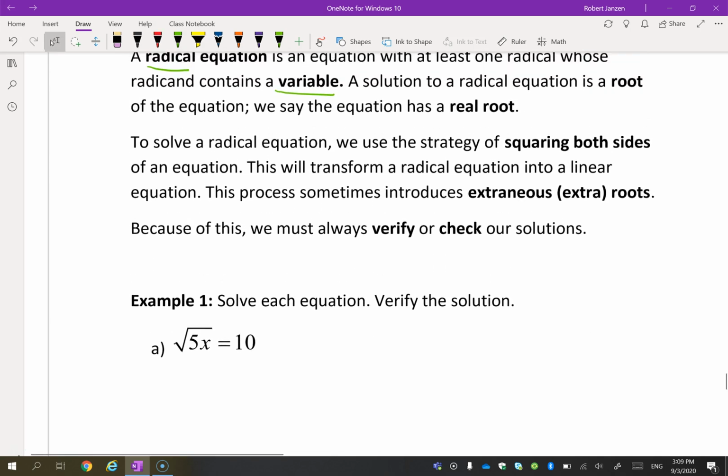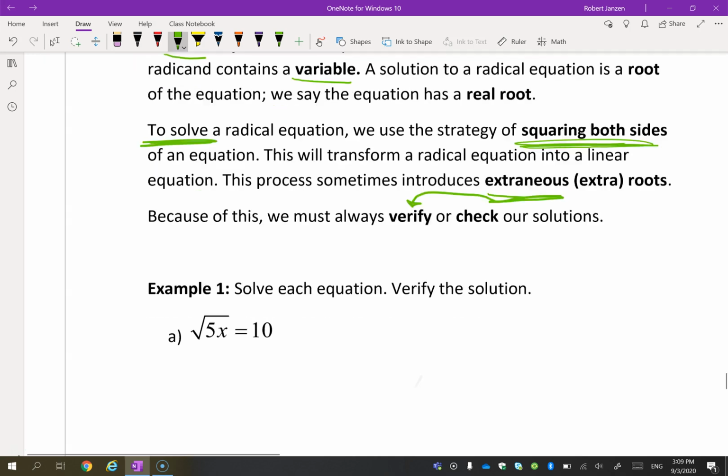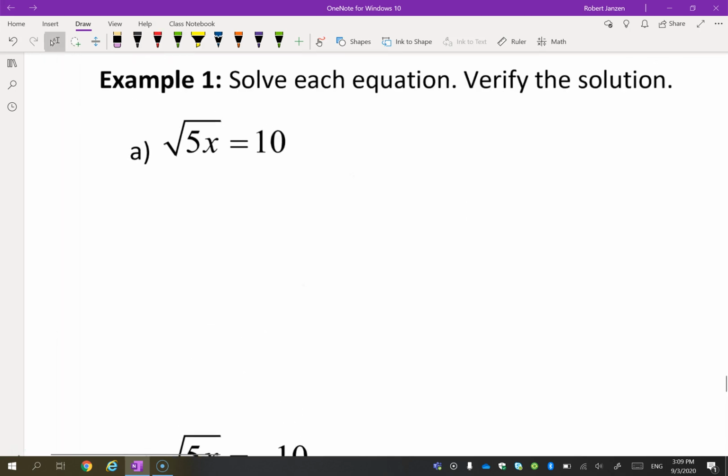So what do we do when we have that? Well, to solve, when you have a radical, you're going to square both sides. That gets rid of the radical. The only problem with that is that it might create what we call an extraneous root. So you're going to have to always check your answer to see if it's okay. Let's look at an example and you'll see what I mean.